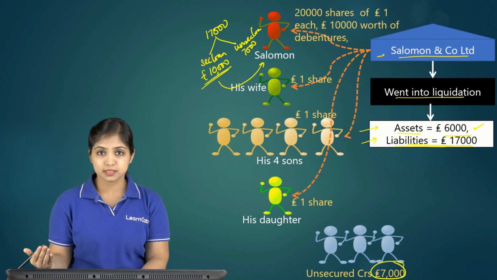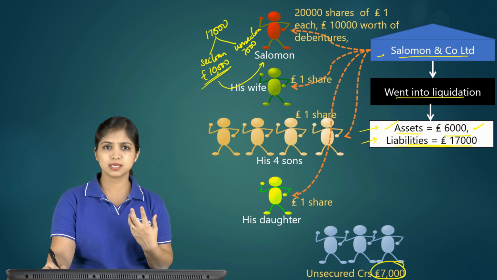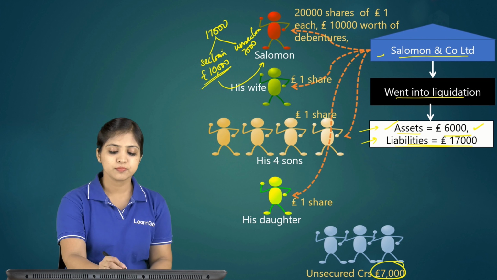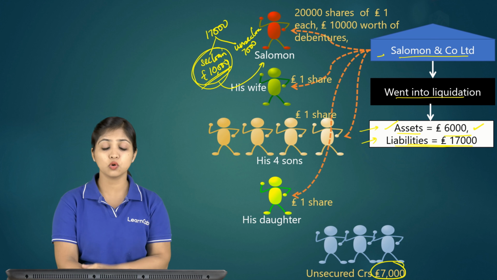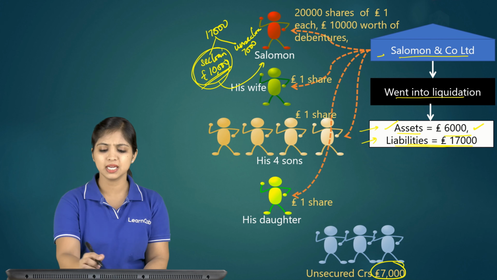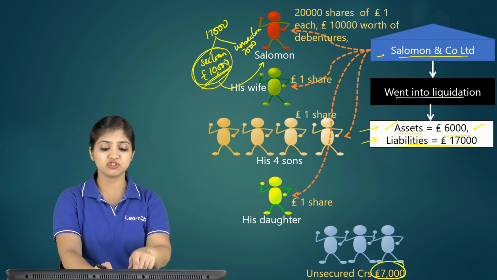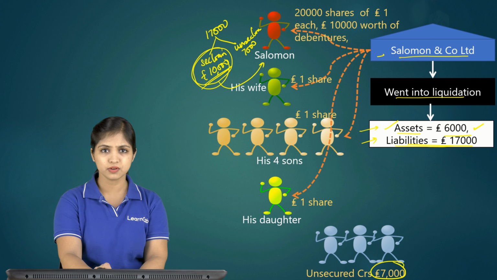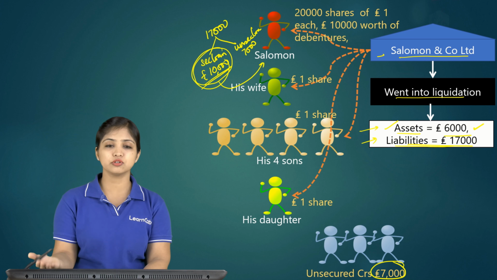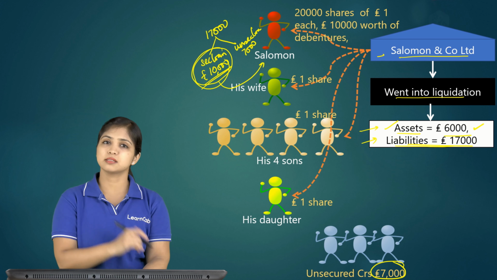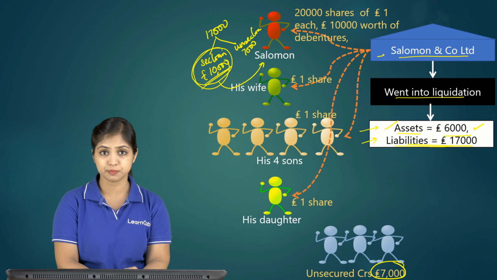Now what the company did was, the company sold away its assets, got 6,000 cash, and it gave this cash towards secured loan. Now who has given the secured loan to the company? Salomon. Salomon has subscribed debentures of the company. Those debentures are sitting in the form of £10,000 of secured loan. So what the company did was, company paid the 6,000 to Salomon as payment towards the secured loan of £10,000.